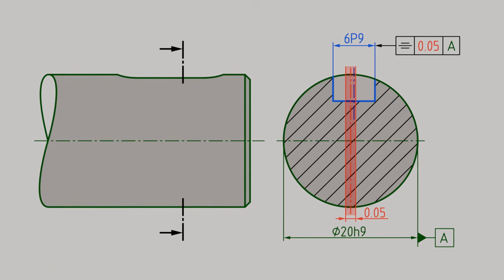In our case, it should be symmetrical to the median plane of the shaft. Since this is again a derived geometric element, the datum triangle is placed in direct extension of the dimension line for the shaft diameter. The tolerance indication is now to be interpreted as follows. The median plane of the keyway must lie within a tolerance zone defined by two parallel planes spaced 0.05 millimeters apart. This tolerance zone is symmetrically arranged relative to the median plane of the shaft as datum A.